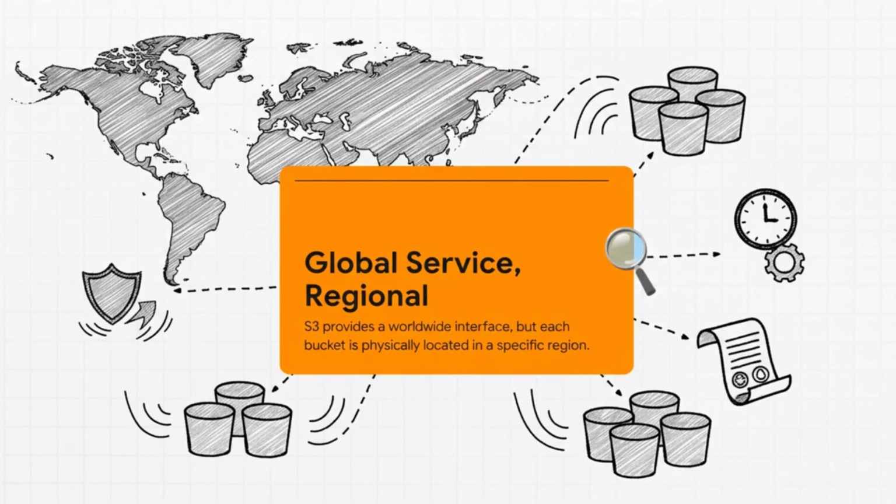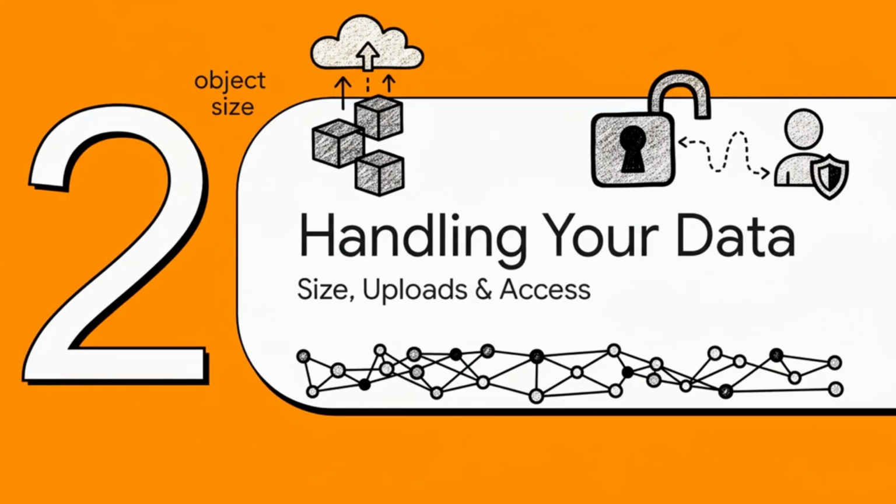Well, it means that while the S3 interface is worldwide, when you go to create a storage bucket, you have to pick a physical geographical region, say US East 1 in Virginia or EU West 2 in London. And this is so important. Why? Because it lets you put your data closer to your users for way faster access, and it helps you check all the boxes for local data privacy laws. It's a huge deal.